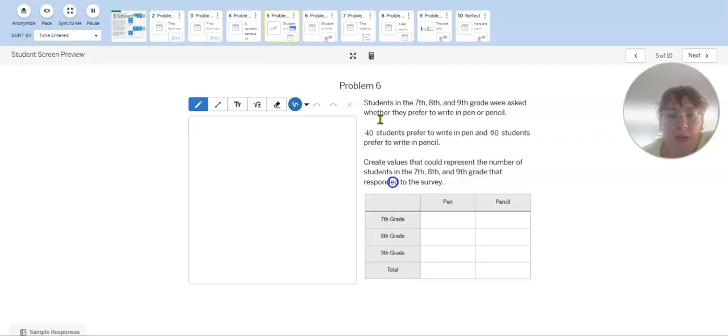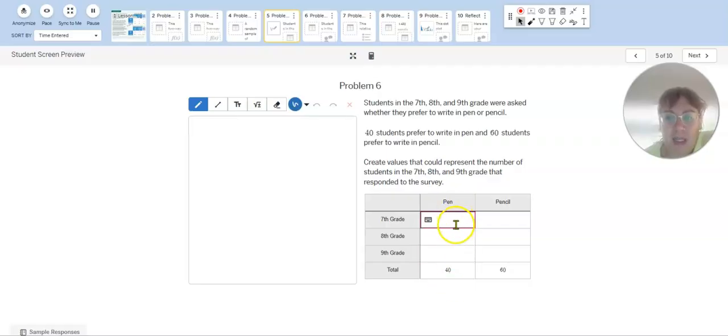Okay, so students in the 7th, 8th, and 9th grade were asked whether they prefer to write in pen or pencil. 40 students prefer to write in pen, and 60 students prefer to write in pencils. Okay, 40 prefer to write in pen, 60 pencils. Create values that could represent the number of students in the 7th, 8th, and 9th grade that responded to the survey. Oh, okay.